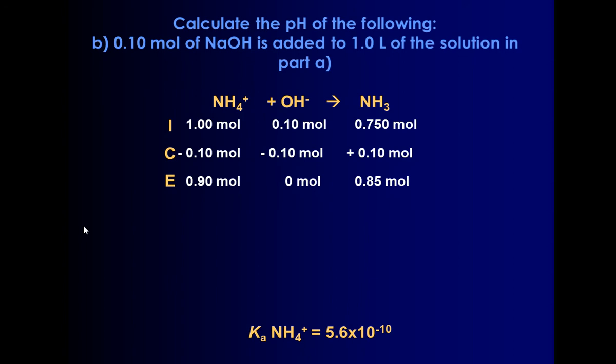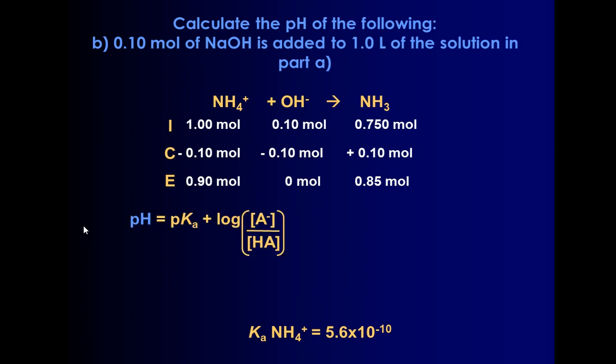That causes ammonium to go down to 0.9, and that causes the ammonia to increase from 0.75 to 0.85. Notice that the 0.10 had 2 decimal places, 0.750 had 3 decimal places, so I wanted 2 decimal places in my answer. At this point, I still have a buffer because I still have weak base and conjugate acid, or I still have weak acid and conjugate base. They're going to be in the solution together. They're still going to have a volume of 1 liter.